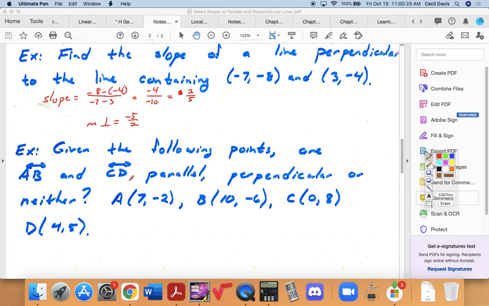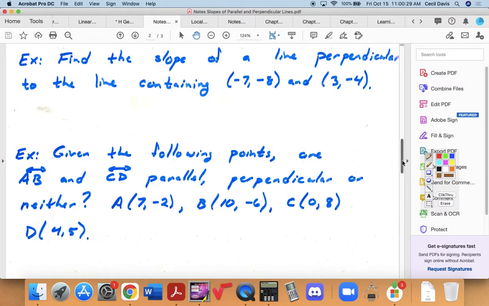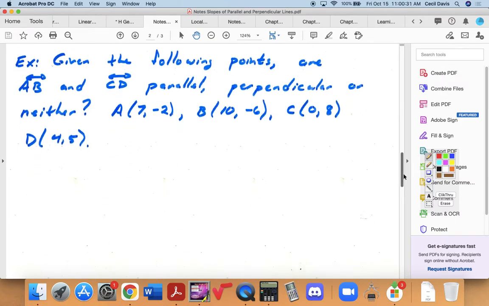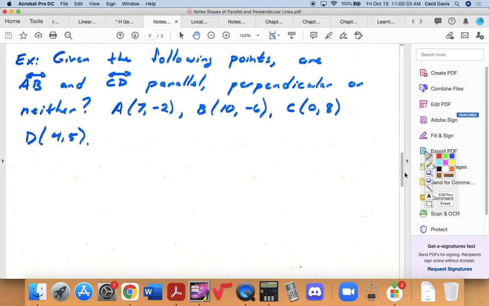All right, for this next one, you could graph them. But I'll just tell you right now, if you graph them and then tell me that they're parallel or perpendicular based on the way that they look, you'd be like, so, do you want me to judge everything based on how it looks? Okay?